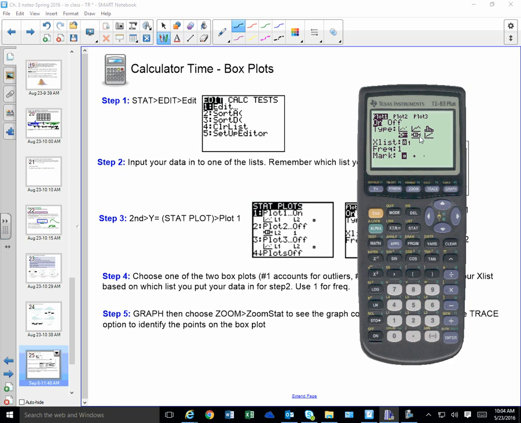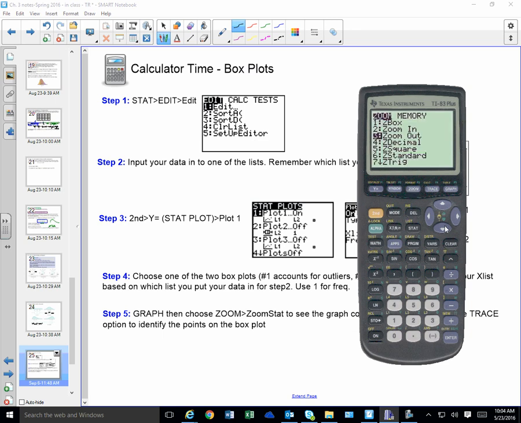So we're going to use this dot one there. The X list is saying where is your data at. Mine's in L1. We don't have a frequency list. This is just how it's going to mark the outlier. And then we go to graph. Now, if you can't see it at all, or if you have it where it's only showing you partial, you want to go to zoom.